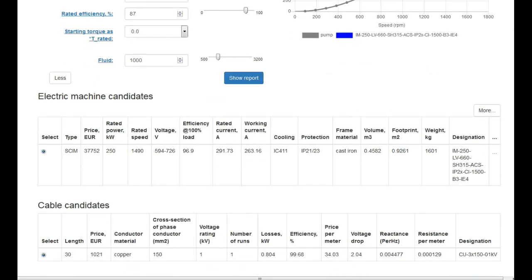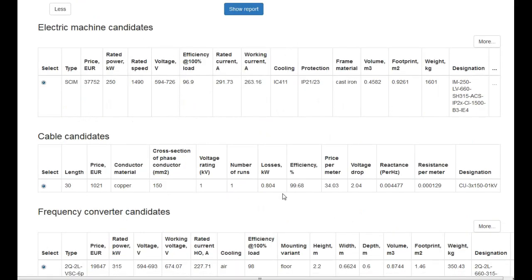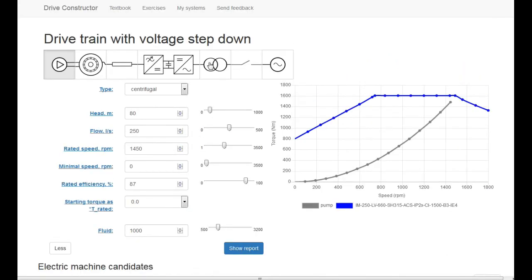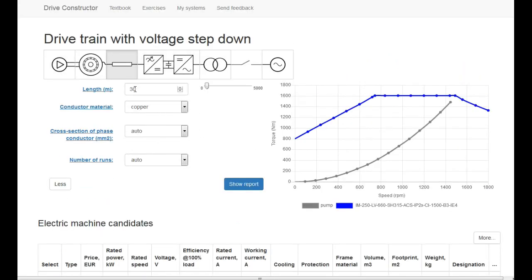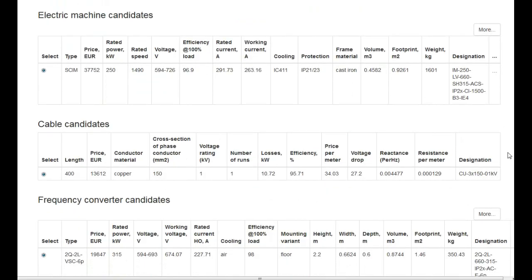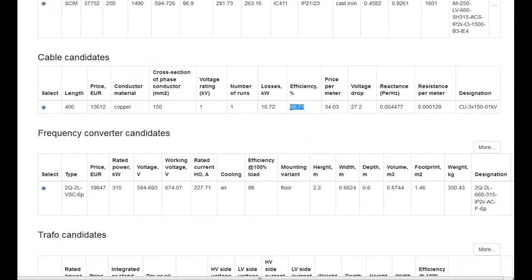Let's go down to the cable and see it is 30 meters in length, and the efficiency of the cable is quite high. It is over 99%, and the cost is around 1,000 euro. Losses are very low. But now if we change the length of the cable to, say, 400 meters and go down again, we see the difference is quite dramatic. Efficiency dropped by 4%, losses are much higher, and the price went up considerably. It is now comparable to the price of the frequency converter.